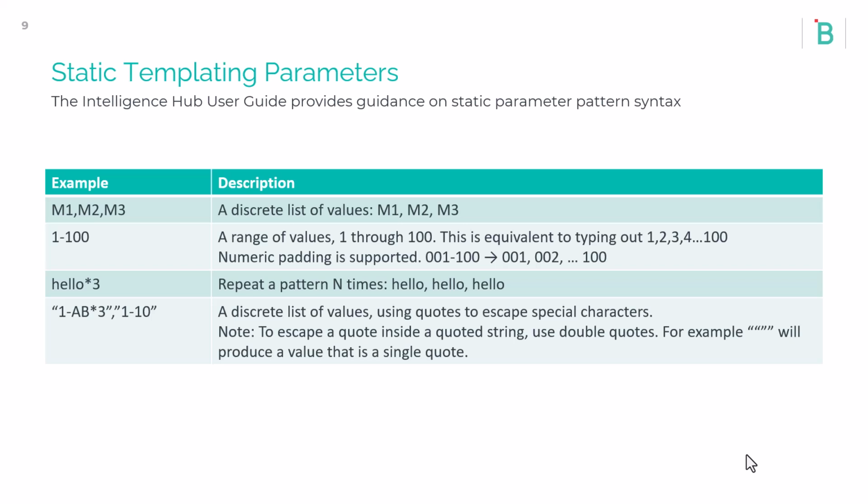And it's worth noting it wouldn't be practical, but this is the same as if you were just to comma separate the numbers 1, 2, 3, 4, all the way to 100. A string might need to be repeated a number of times. And here, hello is multiplied by 3, and the output would be hello, hello, hello, comma separated. And then finally, we can see, in a discrete list of values, a quote can be used to escape characters, and the parameter patterns can get quite complex.